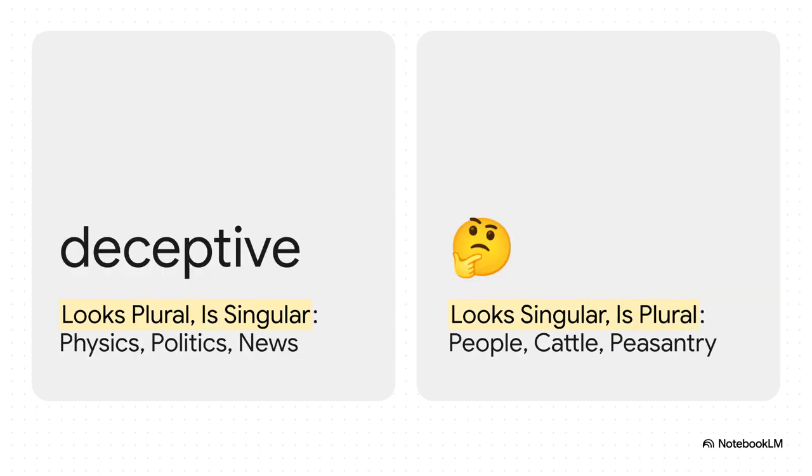And then we have the truly deceptive nouns. Some look plural because they end in S, but they're actually singular. Physics is one subject. The news is good. But then you have words that look singular but are actually plural. People is a group, so the people are waiting. Same with cattle or government. These are definitely some of the biggest traps.